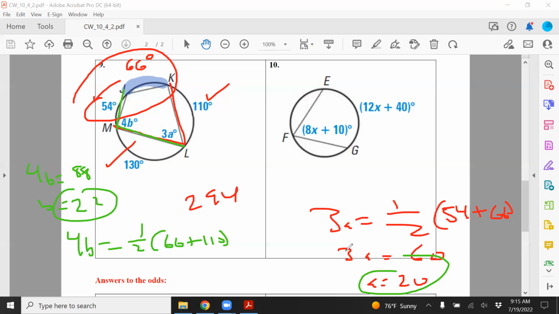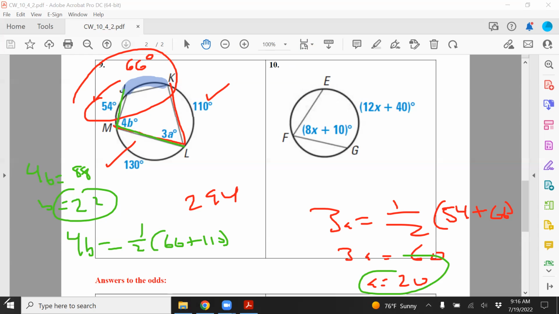So those are a little more involved. This is why it's good to do this in groups, so you can talk to each other about it. But remember, all the arcs add to 360. That's how I got 66. And then realizing that 3A intercepts this arc, the arc adds up to 120, half of that is 60, so 3A is 60 and A is 20. Then this other angle 4B intercepts JL. JL adds up to 176. 4B is half of that, so 4B is 88, B is 22. So questions about that?